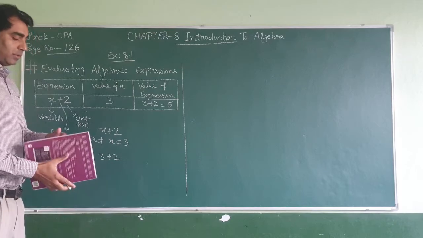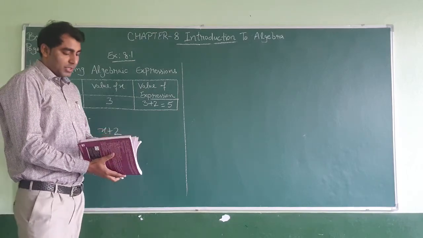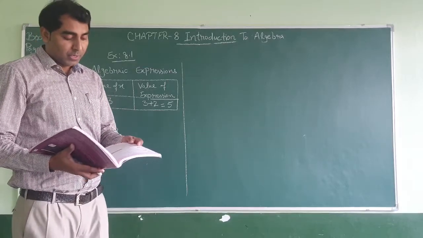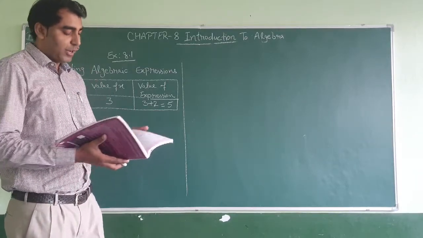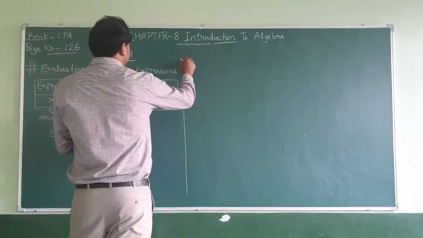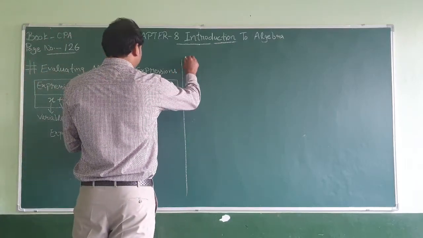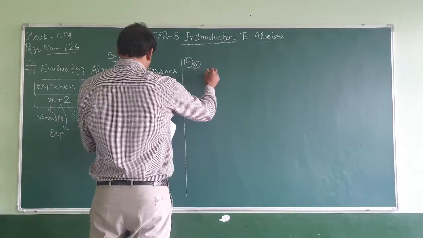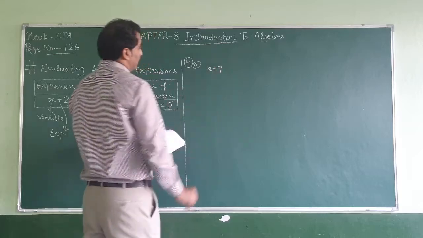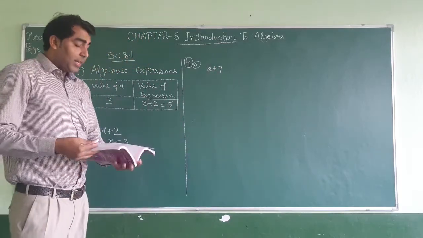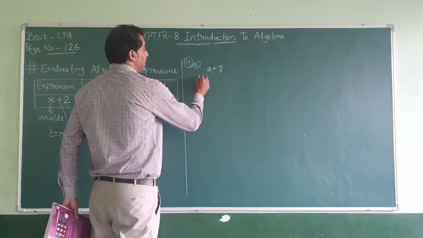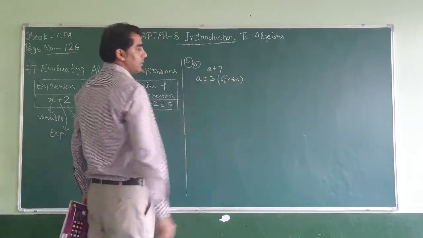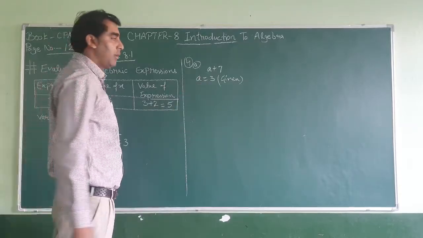So now come on to exercise 8.1. Yesterday we have done the first, second and third questions. So today we will do question number 4. Evaluate the following expressions when a is equal to 3. Question number 4, part A. We have the expression a plus 7, when a is equal to 3. It's given. A is equal to 3, we have already been given.